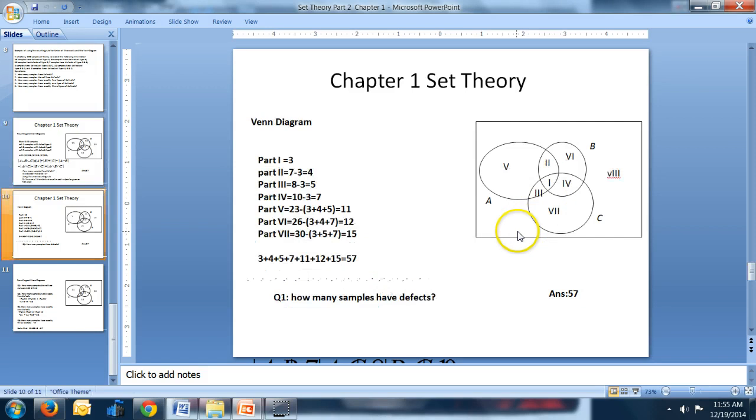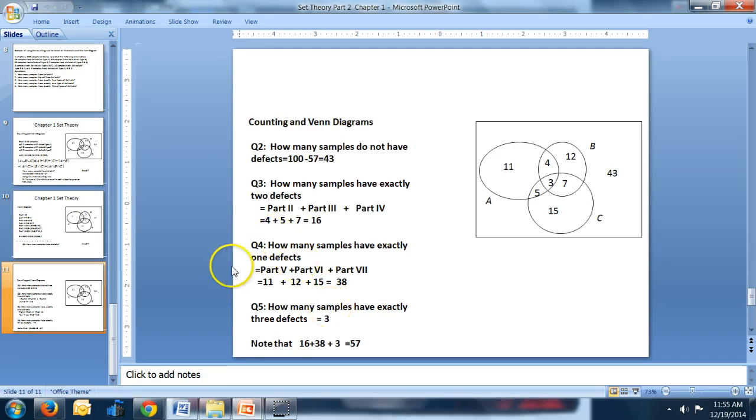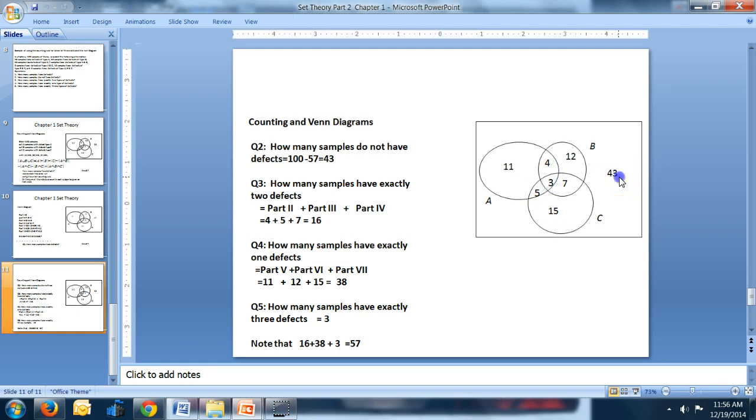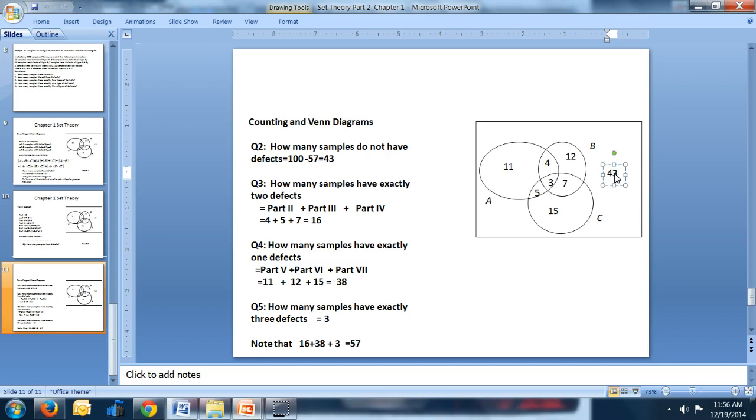So the answer to the question of how many have exactly 2 will be 4 plus 7 plus 5, or 4 plus 5 plus 7. These are how many samples have exactly 2 defectives. And then if you wanted how many samples have exactly 1 defect, then that will be 11 plus 12 plus 15. How many have exactly 3? Those are the 3 items. How many don't have any defectives at all is 43. If you add all of these numbers, then you get 100.